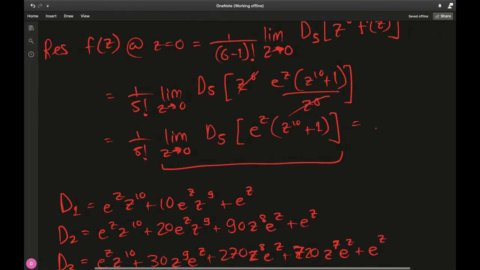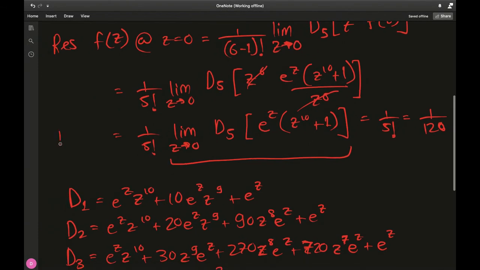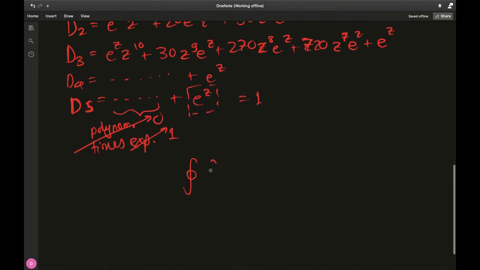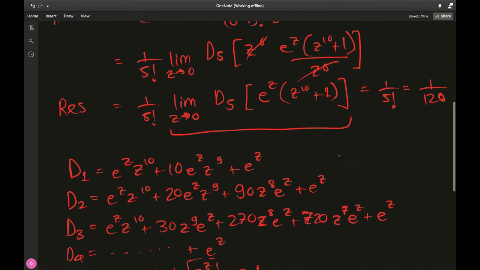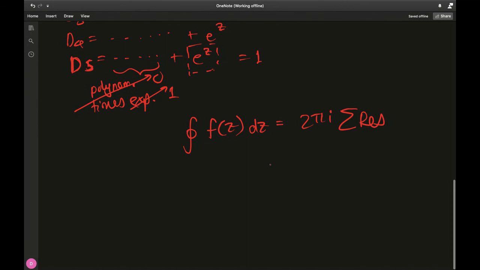So we have 1 over 5 factorial times 1. So 1 over 5 factorial, that's the residue. 5 factorial is 120, so 1 over 120. That's the residue that we need to care about. And why is the residue so important? Well, that's because the closed integral of f of z dz is equal to 2 pi i times the sum of residues enclosed inside the contour. In this case, the only residue we have is 1 over 120. So the sum of residues is 1 over 120. So 2 pi i times 1 over 120.